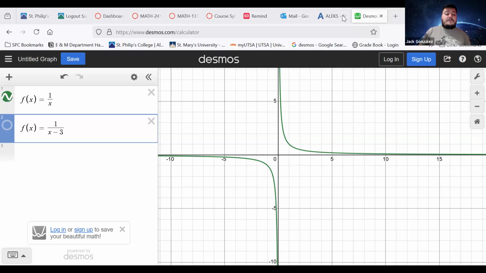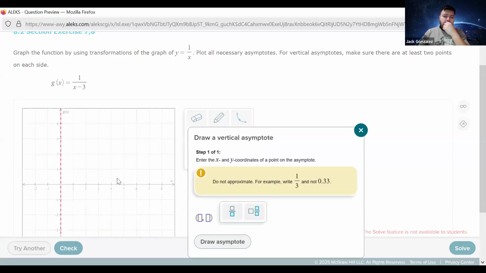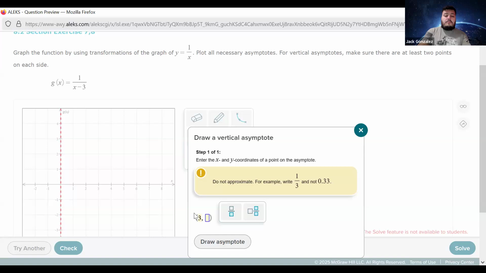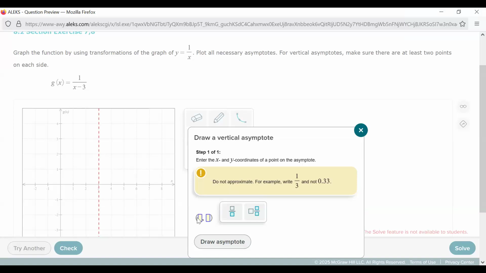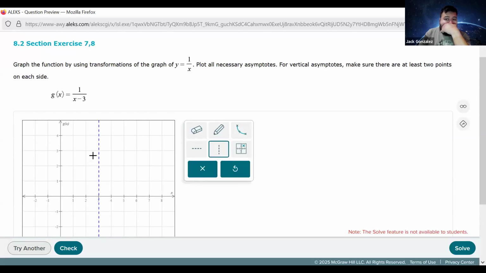Let's look at the question. Now we've got to learn how to use this program here. Let's plot all necessary asymptotes. So where is the asymptote? It's going to be at 3, right? So if I plug in 3, it's going to make the bottom 0. It's a vertical asymptote. Now we need a couple of points to graph this. Make sure at least 2 points on each side of the asymptote.